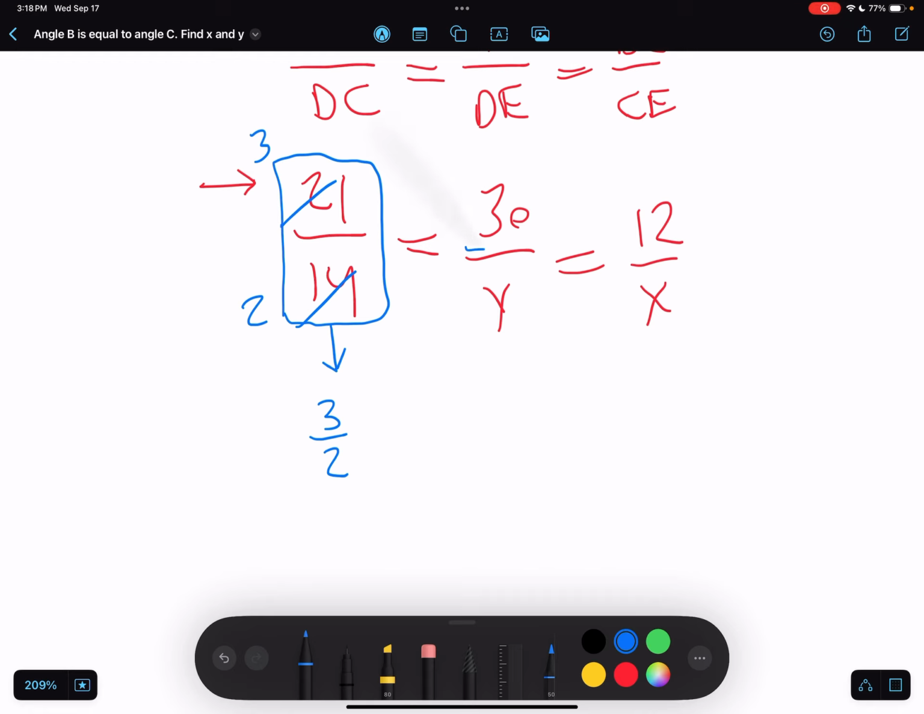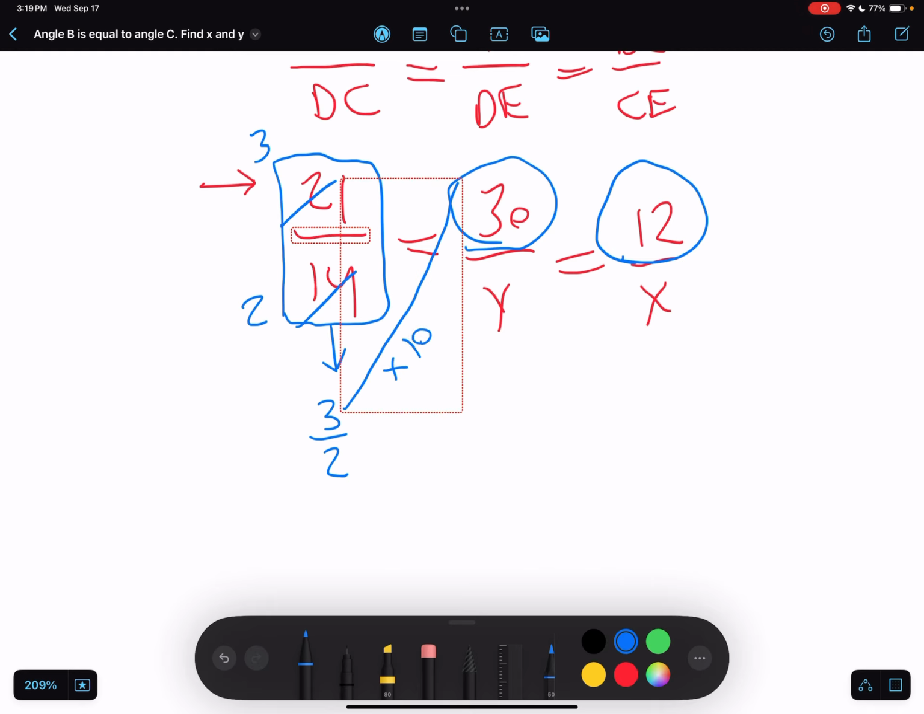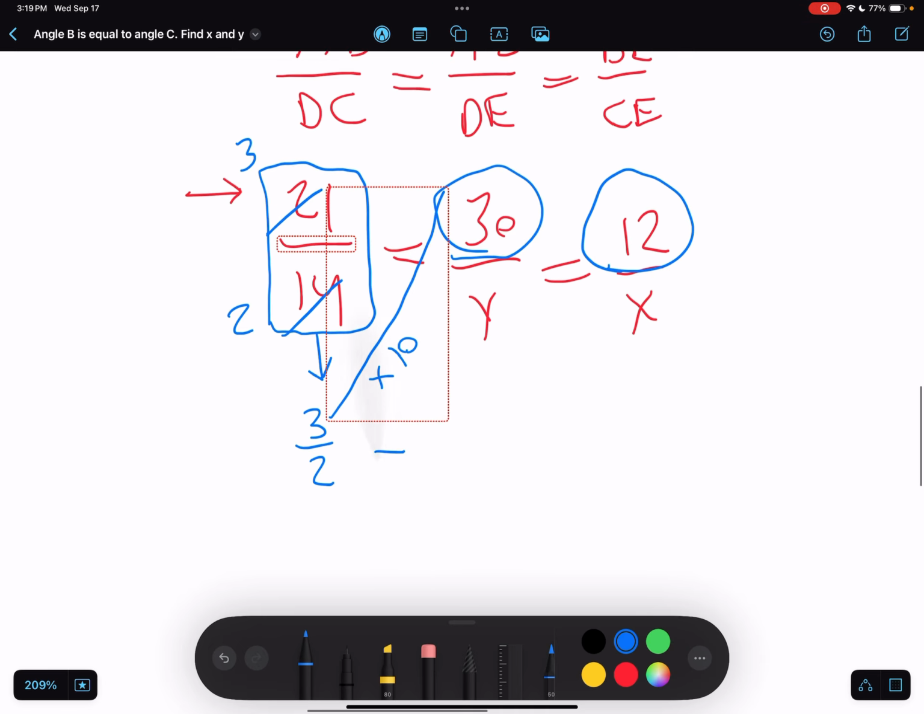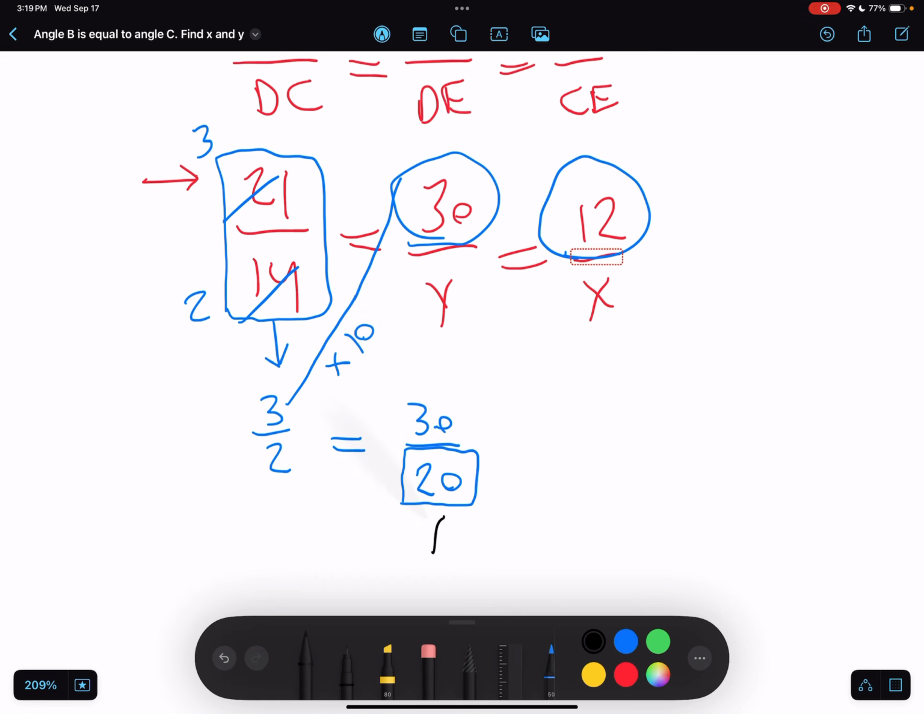Because we have the 30, we have the 12. So 30 is going to act as the 3, the scaled up version of the 3. To get from 3 to 30, we must multiply by 10. Thus, we must multiply 2 by 10 to get to y. So that tells us we're going to have 30 over 2 times 10, which is going to be 20. So 20 is our value for y right there.